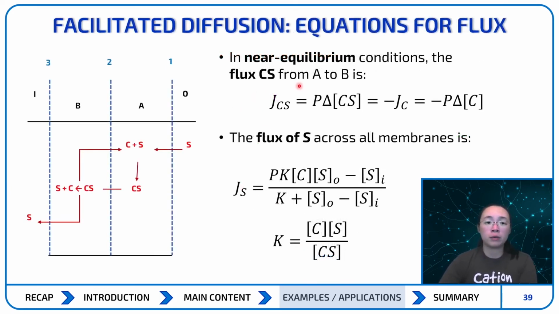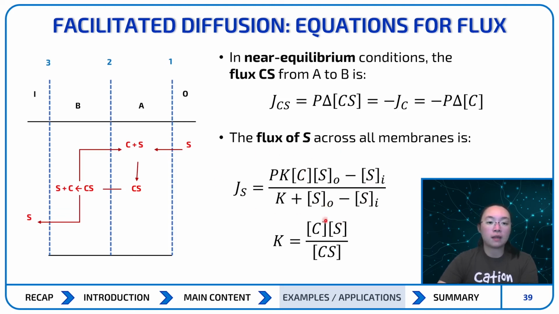Now, in near equilibrium conditions, the flux of CS from A to B is going to be given as follows: some permeability constant multiplied by the concentration gradient, or change in the concentration. It's going to be equal to negative J_C, which is equal to negative P delta C. Now, for the flux of S across all membranes, you have to take a look at each one separately and add them all up. It's going to be J_S is equal to P K C_T (S naught minus S_i) divided by K plus S naught minus S_i.